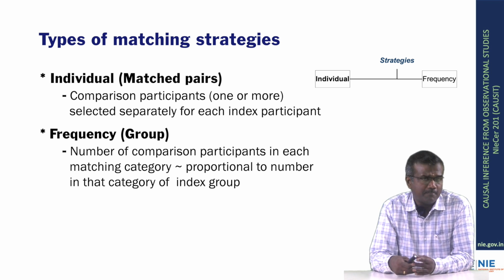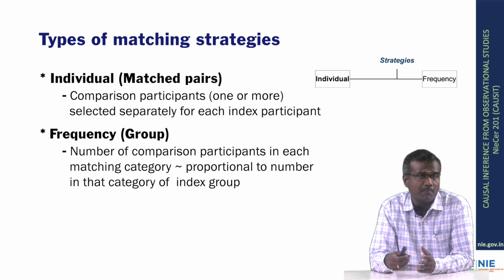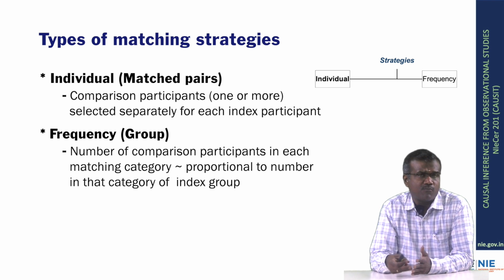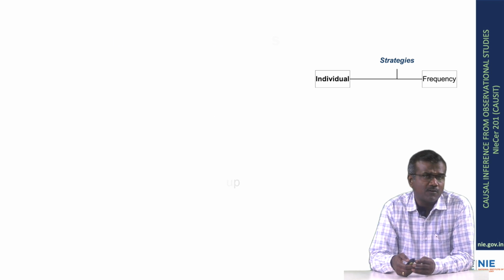This is individual matching. Frequency matching is also referred to as group matching. This involves number of comparison participants in each matching category proportional to the number in that category of index group. For example, if we have controls recruited 3 of one matching category, we need to have cases of the same matching category 3 in number. That is called frequency or group matching.